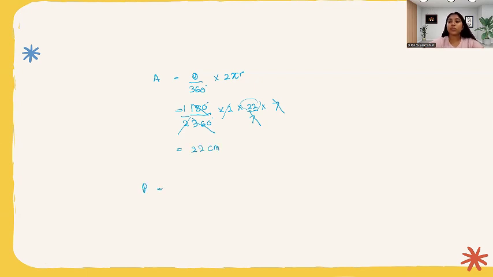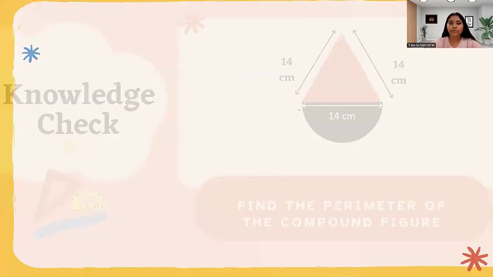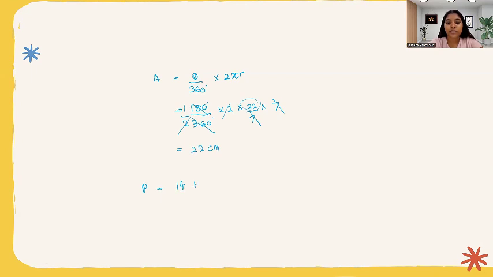But here we want to find the perimeter of the compound figure. So we have to add this side, and this arc length. So 14 plus 14 plus arc length. 14 plus 14, arc length we already found, that is 22. And we have to add these 3 values. 8, 10, 50. So the answer is 50 centimeters. So that is the way how you find the perimeter of compound figures which contain the sectors of circle.